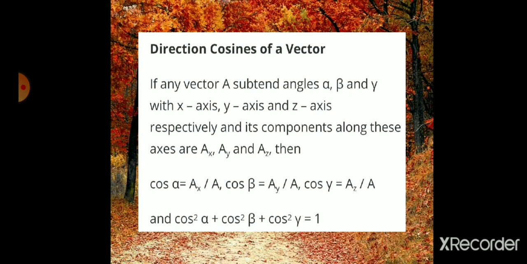Let us discuss about the direction cosines of a vector. If any vector A subtends angles alpha, beta and gamma with the x-axis, y-axis and z-axis respectively, and its components along these axes are ax, ay and az, then cos alpha will be equivalent to ax by A, cos beta will be equivalent to ay by A, and cos gamma is equivalent to az by A, such that cos square alpha plus cos square beta plus cos square gamma is equivalent to 1.